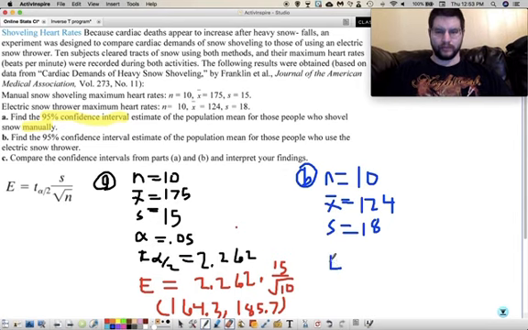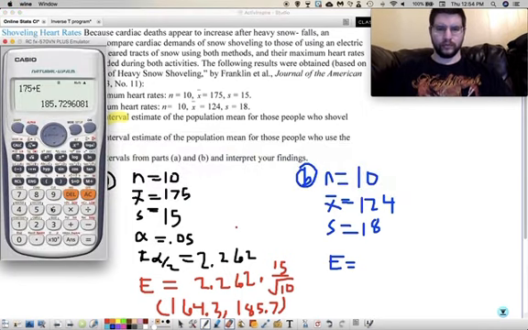So I'm not even bothering writing it. Error is also going to be, the only thing we're going to change is it's 15 right here, and you see an 18. So 2.262 times 18 over square root of 10. And that is where I'm going to store my error.